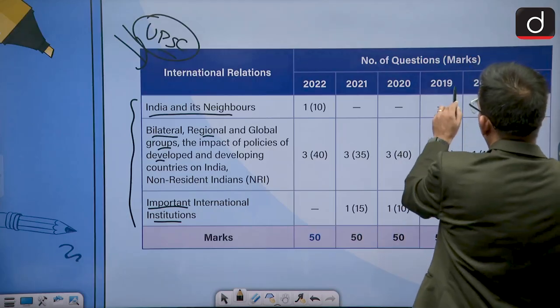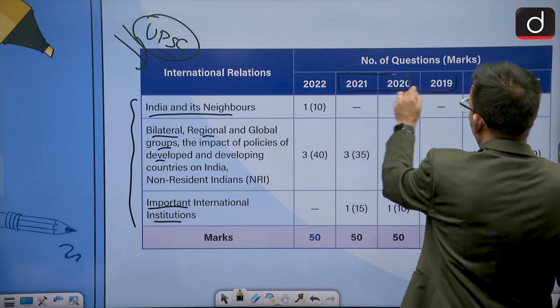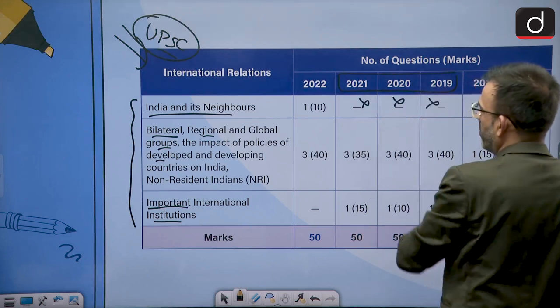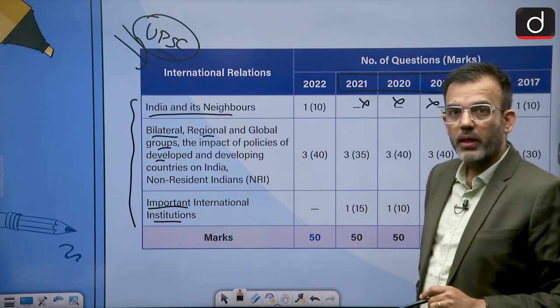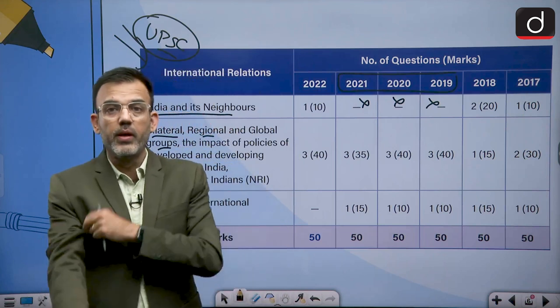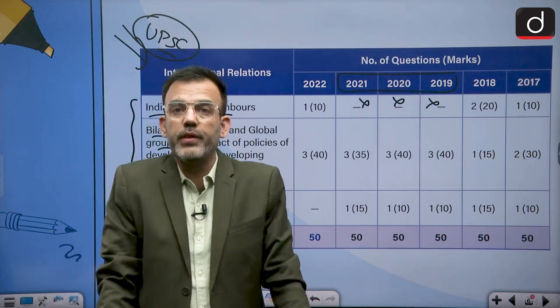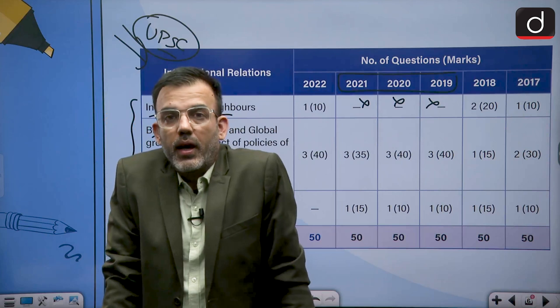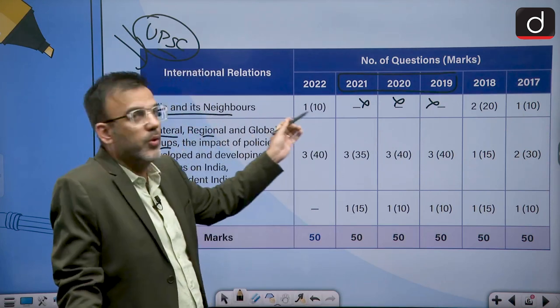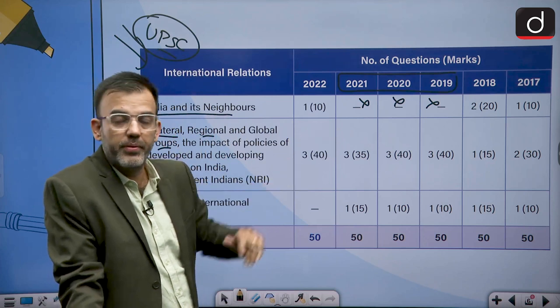See, from 2019 to 2021, there were no questions from the neighborhood. Now, this itself is a very striking thing, because a country that is pursuing a neighborhood first policy, and in your exam there are absolutely no questions with respect to your neighbors.